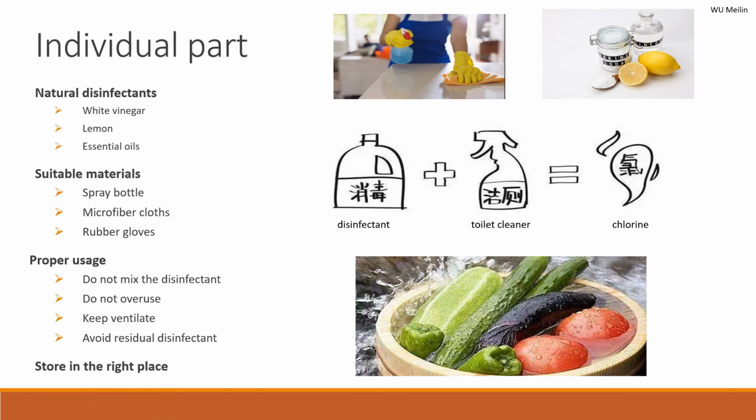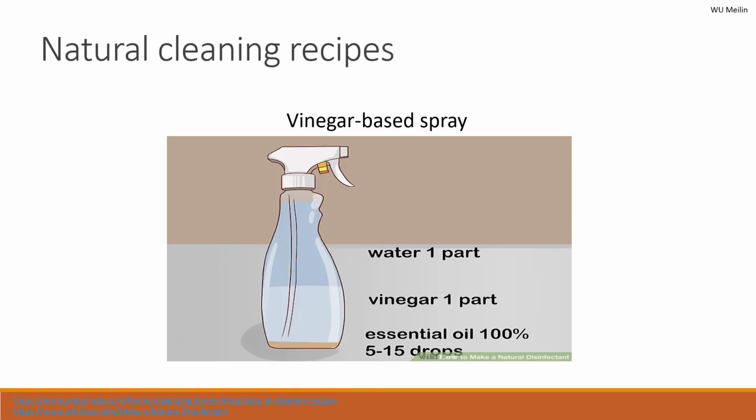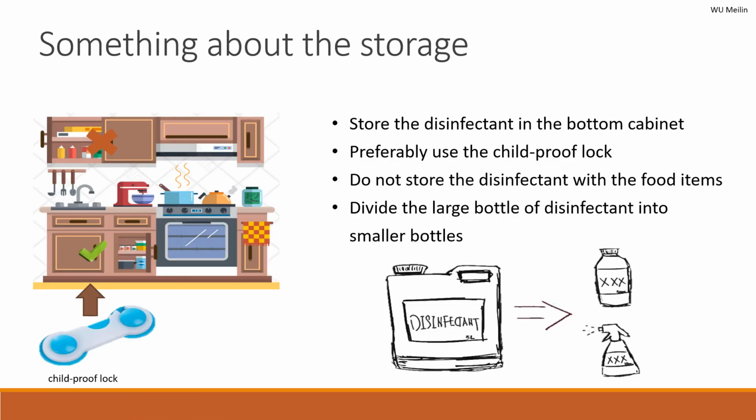Moreover, pay attention to the storage. The picture gives a method to produce a homemade cleaner based on vinegar. The storage is an important part, especially for families with children and animals. It suggests storing the disinfectant in the bottom cabinet without any food products, using a child-proof lock to prevent children from touching them. If the volume is too big, maybe it's good for us to divide them into small sizes.